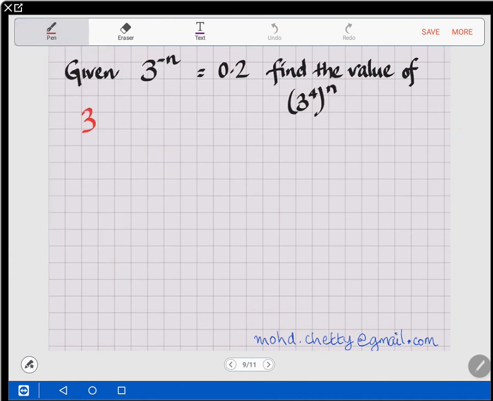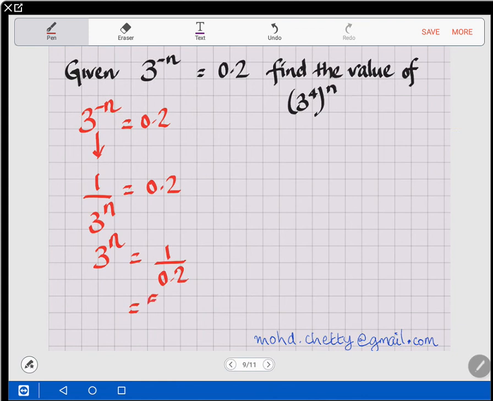Ok. 3 to the power of minus n is equal to 0.2. 3 to the power of minus n, c'est pareil comme 1 over 3 to the power of n, which is equal to 0.2. Si vous êtes bon dans subject of formula, vous pouvez trouver que 3 to the power of n itself now is just the reverse of this, 1 over 0.2. 1 over 0.2 is what? 5. Okay, so 3 to the power of n is equal to 5.